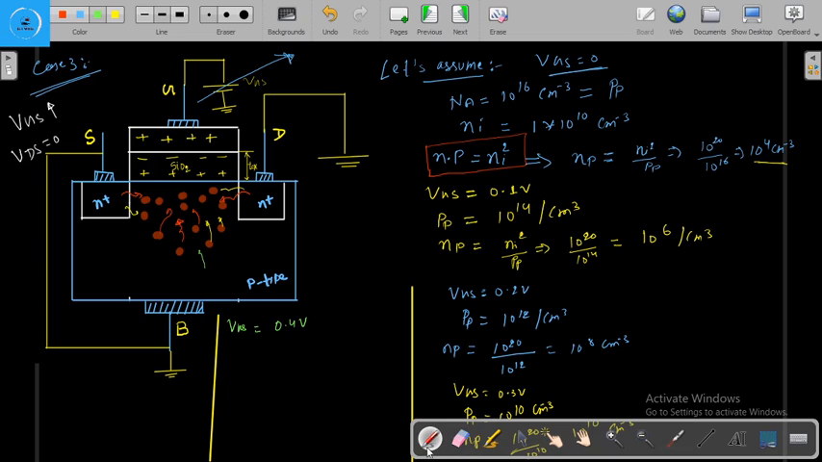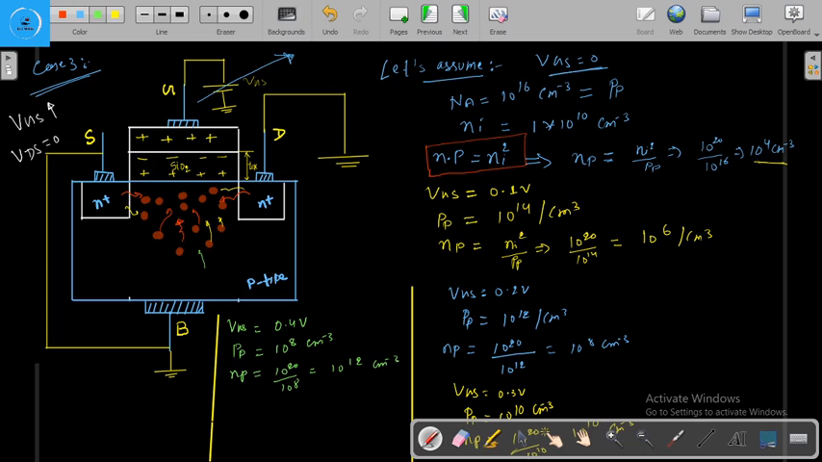So let's assume the concentration of the holes is decreasing near the SiSiO2 interface, and it becomes 10 to power 8 per centimeter cube, and the concentration of the electrons will be equal to 10 to power 20 divided by 10 to power 8, and this will be equal to 10 to power 12 per centimeter cube.